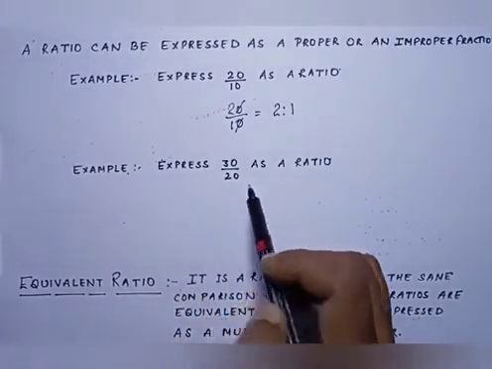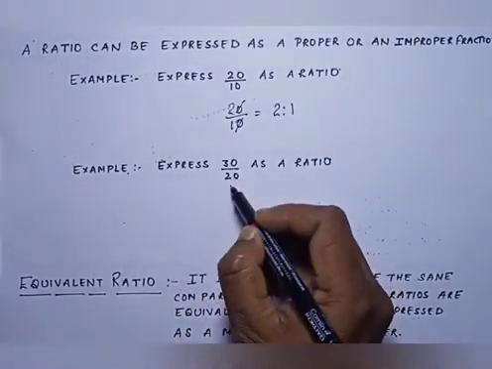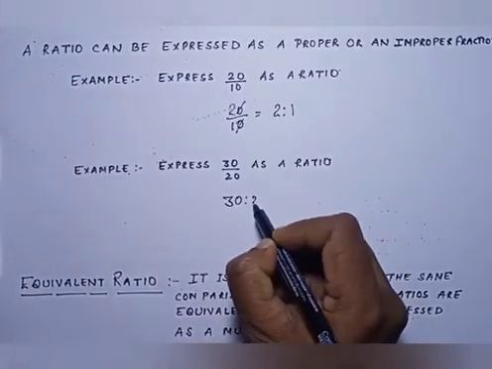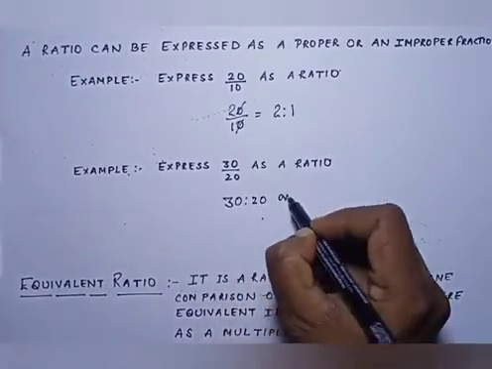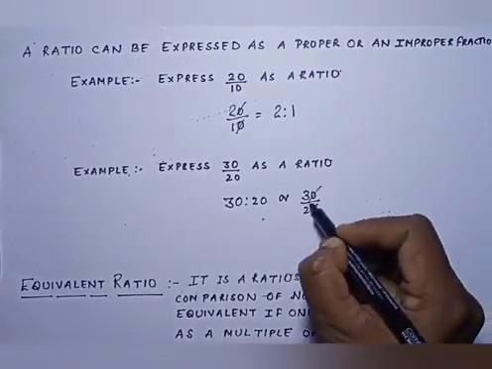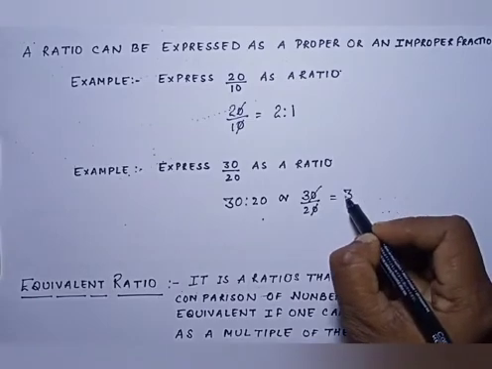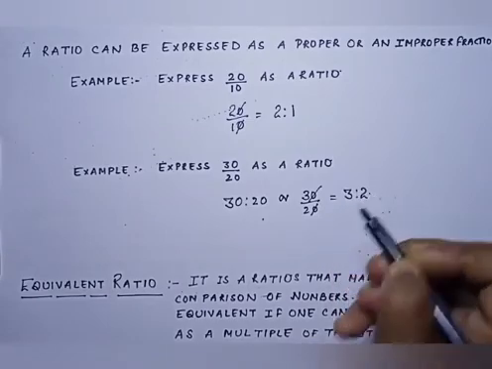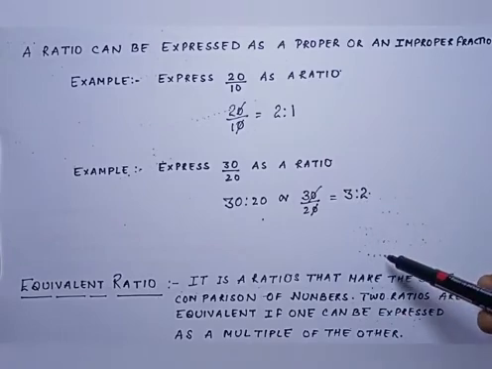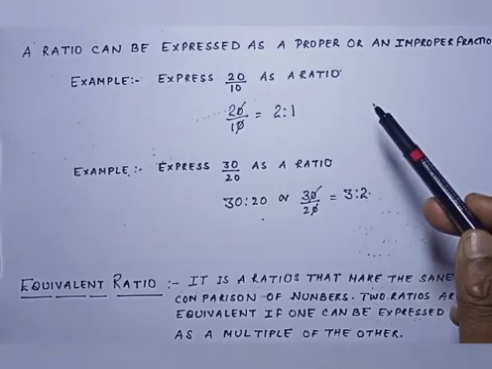Let us move to another example, that is 30 is to 20. It can be written as 30 is to 20, or we can write 30 upon 20. Now the 0s cancel, so it can be expressed as 3 is to 2. So over here 3 is the antecedent and 2 is the consequent. I hope it is clear to everyone.